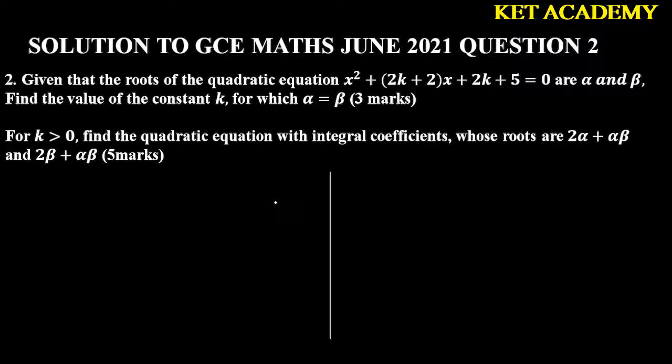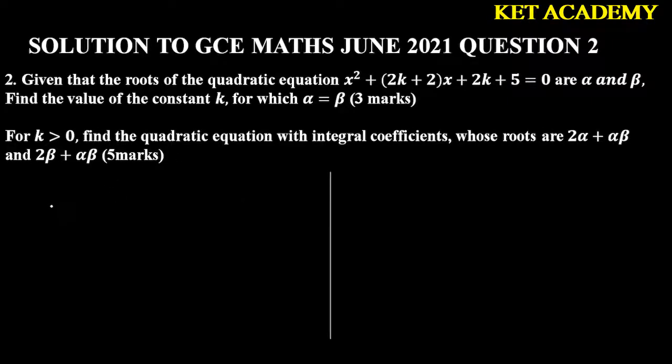Now, question 2 says, given that the roots of the quadratic equation x squared plus (2k plus 2)x plus 2k plus 5 equal to 0 are alpha and beta, find the value of the constant k for which alpha is equal to beta. 3 marks. Sub 2. For k greater than 0, find the quadratic equation whose integral coefficients, whose roots are 2 alpha plus alpha beta and 2 beta plus alpha beta. 5 marks. So the entire question is 8 marks. And let's get into the video.